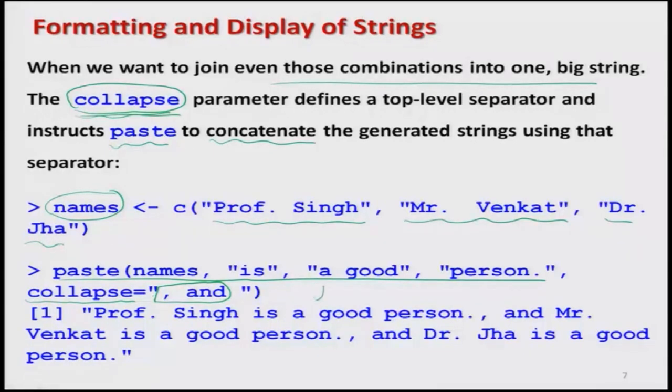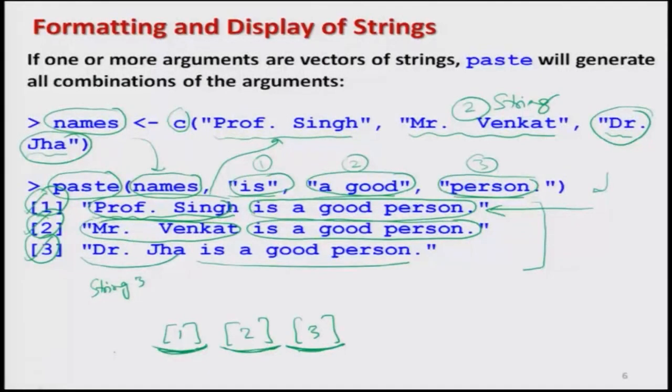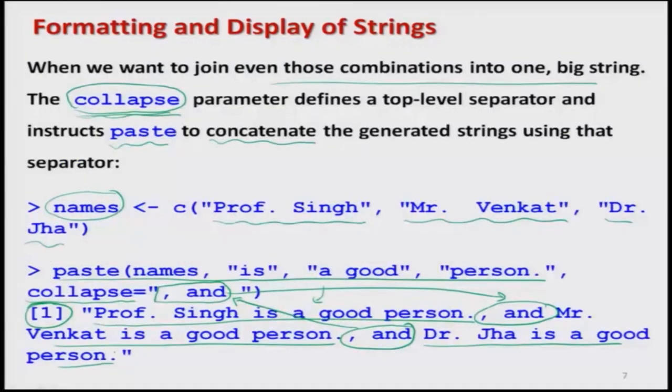Now, once you do this, you will get this type of outcome. You can see there is only one line. Professor Singh is a good person and this comma is coming from this collapse. Mr. Venkat is a good person, then comma, and this is again coming from this separator. Dr. Jha is a good person. So you can see now the difference between the earlier outcome where you had three lines and now you have one line outcome.